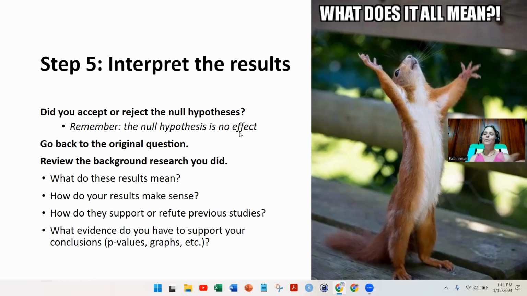So you go back to your original question, go back to your background research, interpret it. Do they support or refute previous studies? And then what evidence do you have to support your conclusions? And this is where we have p-values, which we'll talk about a lot, graphs, etc.